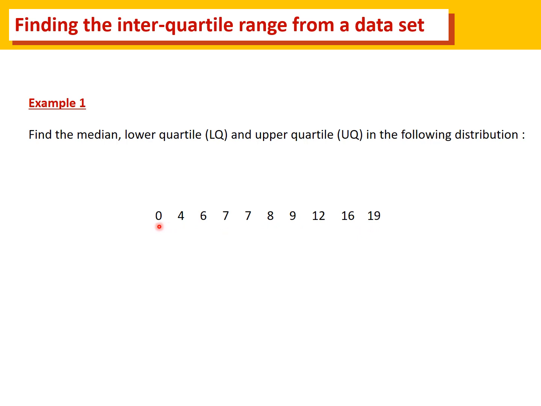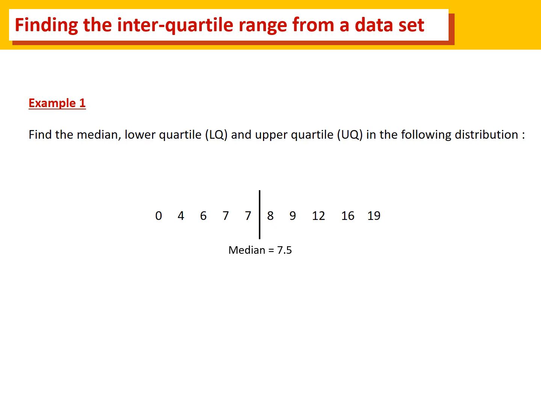Now, as we can see, we've got 1, 2, 3, 4, 5, 6, 7, 8, 9, 10 values. So the very middle of that set would be there, and that would be splitting the data into 5 values below and 5 values above that line. So that line falls between the two numbers 7 and 8. So we take the halfway point between 7 and 8, which is 7.5, and that's our median or middle value.